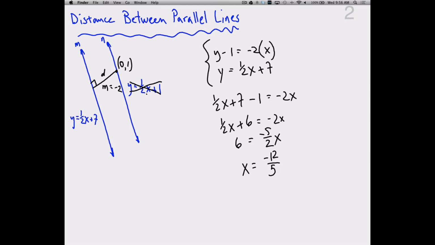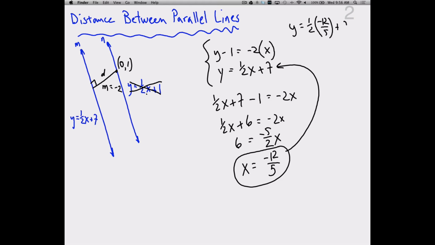Whether you do it by hand or use the calculator, you could check to see if that reduces, but hopefully you're all bright enough to realize that -12/5 won't reduce. Take this and plug it in there. So y is equal to 1/2 times -12/5 plus 7.